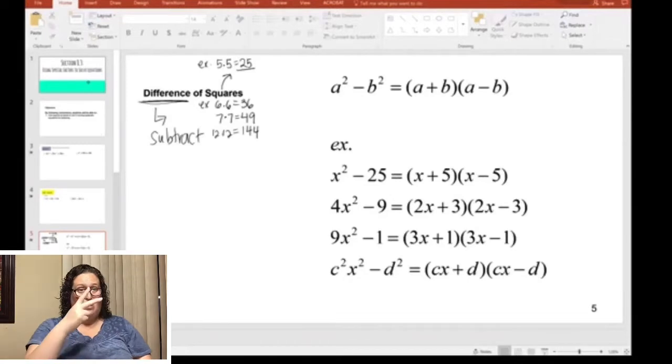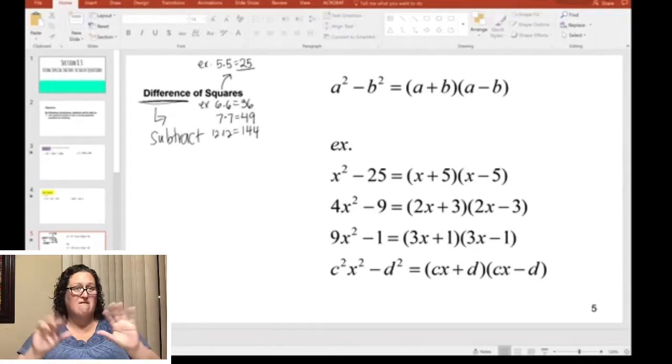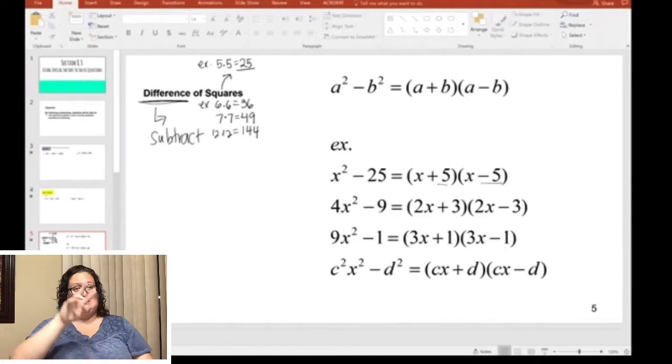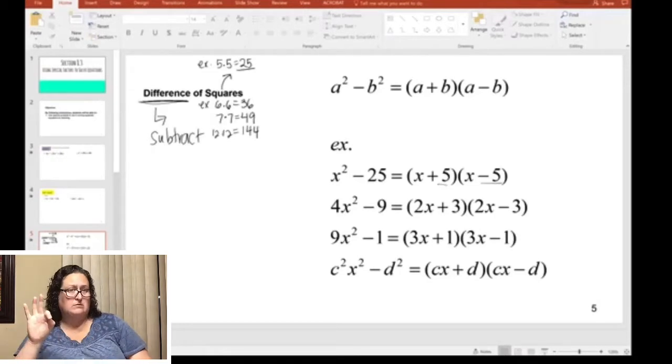X squared minus 25. Notice how we're subtracting two perfect squares. X squared is a perfect square because that's x and x. And 25 is a perfect square, so that's 5 and 5. So the factors of x squared minus 25 are x plus 5 times x minus 5. Another example of a difference of squares is 4x squared minus 9. 4x squared is a perfect square because it's 2x and 2x. And 9 is a perfect square because 3 times 3 is 9. That said, the factors are 2x plus 3 times 2x minus 3.